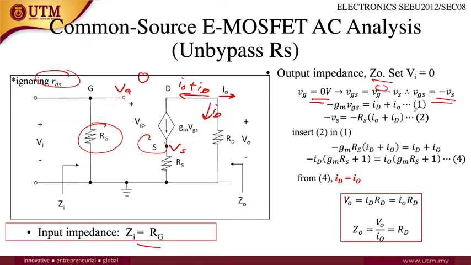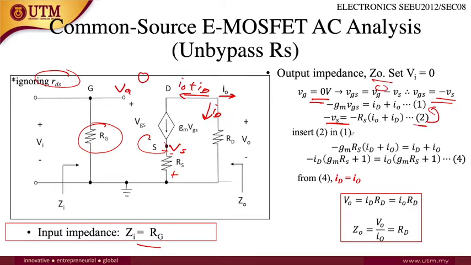And then another equation is for VS. At this VS, minus VS is equal to minus RS. Why is it minus? Because it has a different polarity from the output, right? So minus RS times the current that flows inside here, IO plus ID. So it is another equation. You can insert 2 in 1 or 1 in 2, either one, and you will get this equation.